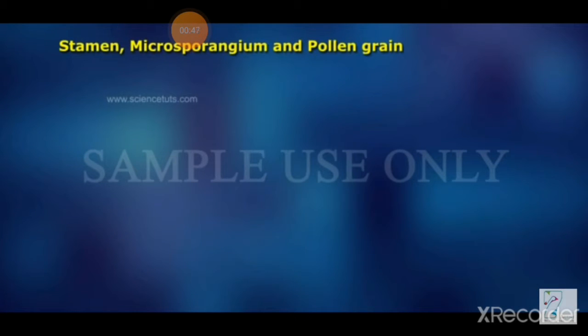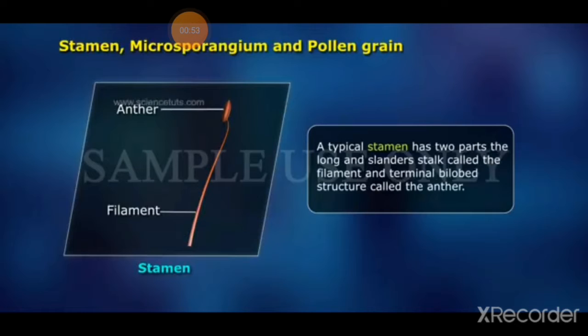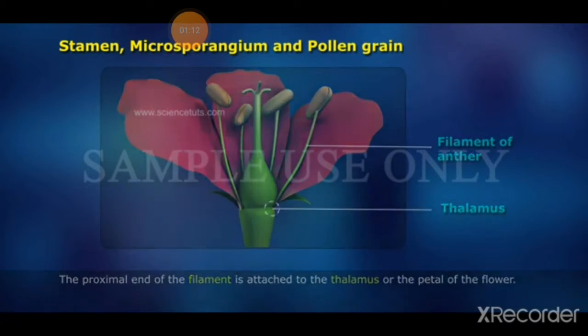Stamen, microsporangium and pollen grain. A typical stamen has two parts: the long and slender stalk called the filament and the terminal bilobed structure called the anther. The proximal end of the filament is attached to the thalamus or the petal of the flower.